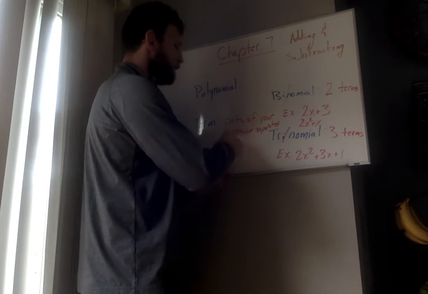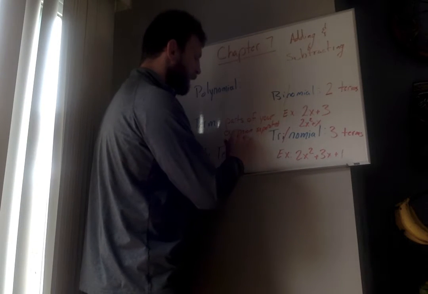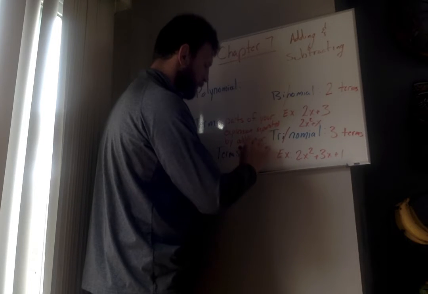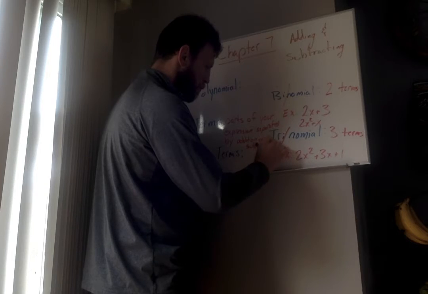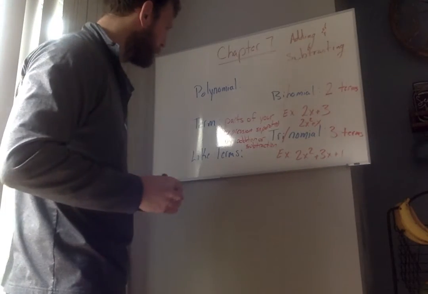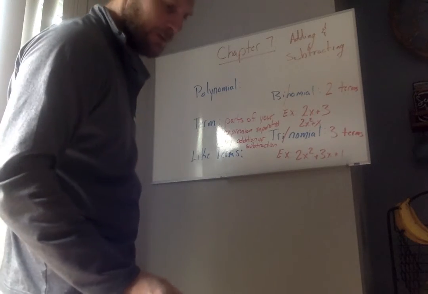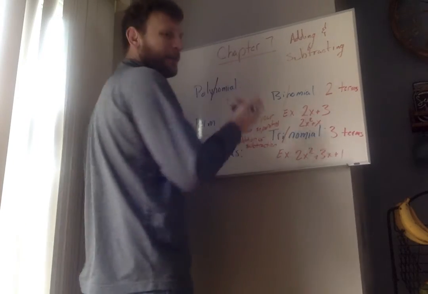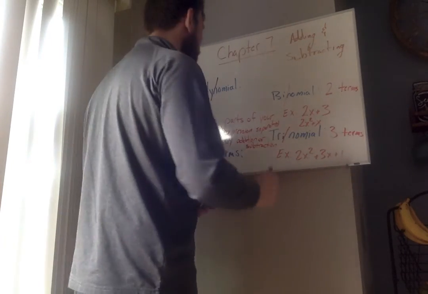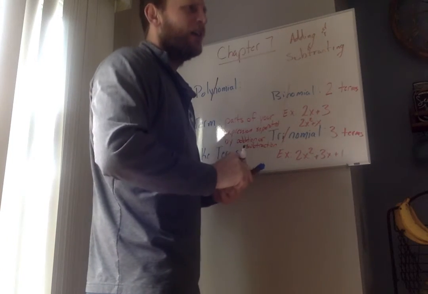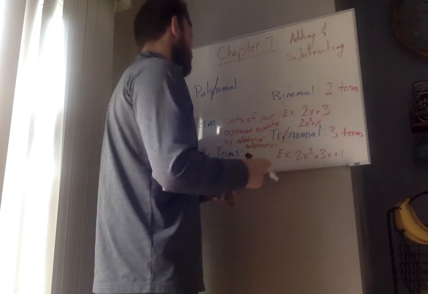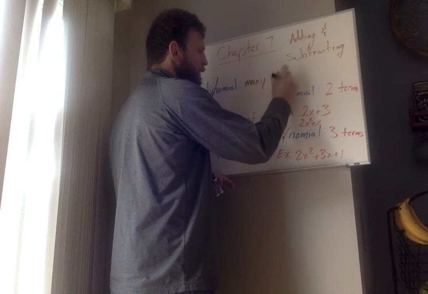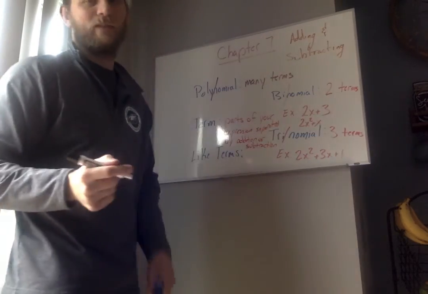Okay? So it says parts of your expression separated by addition or subtraction. All right, sorry that it's all jammed up there, but I'm trying to get it all in for you. So what is a polynomial? Well, poly, I think of like a polygon, all right? But polynomial means many terms, okay? So this is basically for anything more than 3.